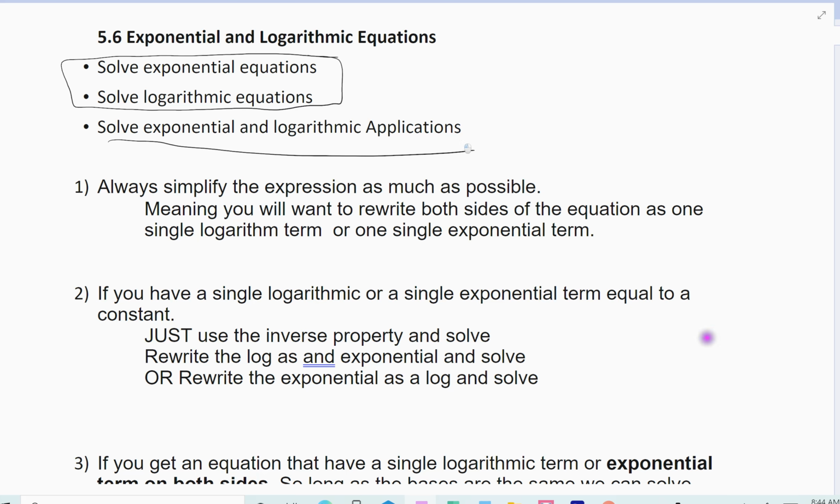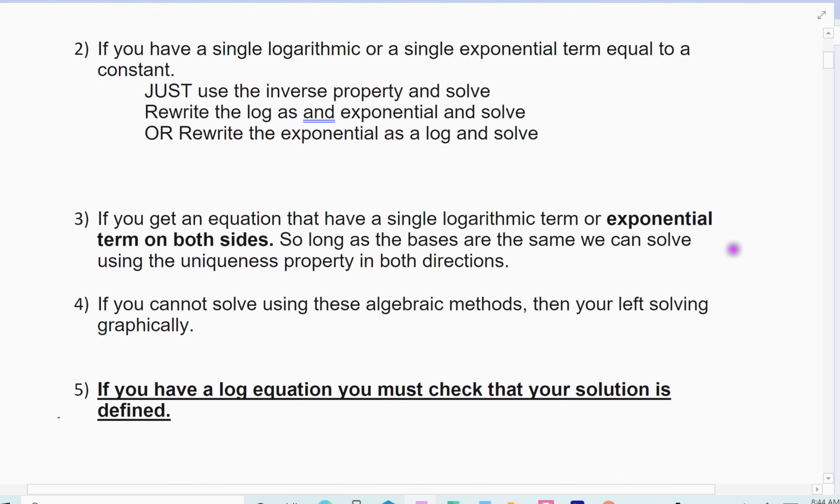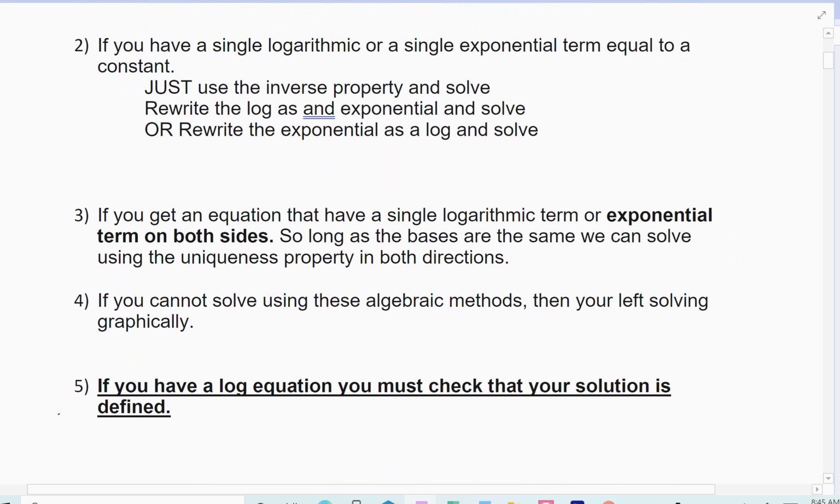So the first step is always use our laws of logarithms and laws of exponentials to simplify, to compress the logarithm or the exponential into a single log term and a single exponential term. So we want to get a single term on both sides, set equal to a single term. If all you have is one logarithm on one side or one exponential term on one side, then you use your inverse property and your laws of logarithms and exponentials to solve, like we did in the simple cases.